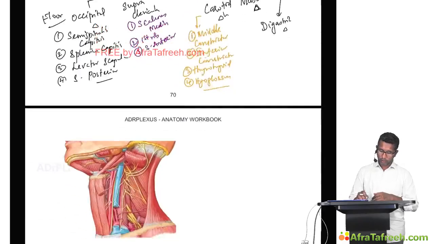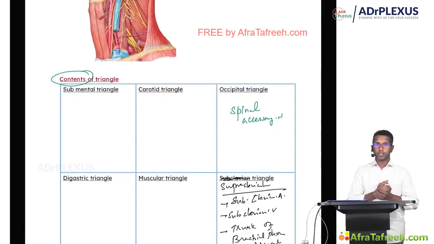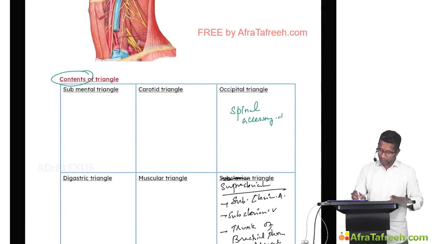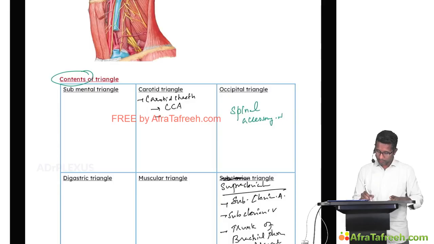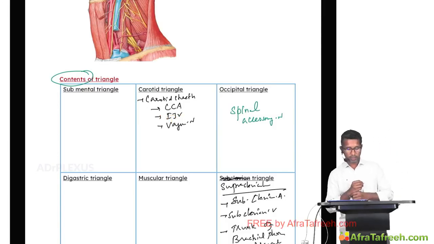And the contents of the carotid triangle, a lot of important contents are seen in the carotid triangle. The contents which are seen are the carotid sheath and its contents. So what are present in the carotid sheath? Yes guys, the common carotid artery, the internal jugular vein, and the vagus nerve are present within this. So all these contents you can see.